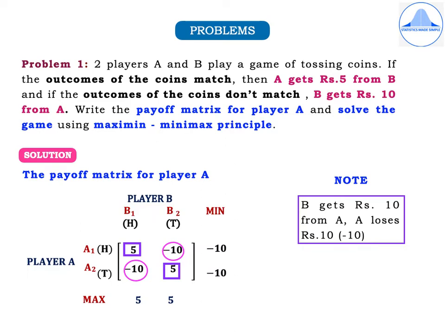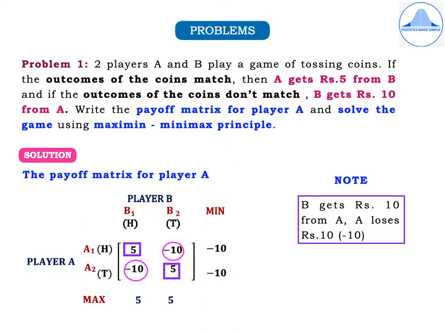So under solution, let us first learn how to write the payoff matrix for player A. When we write the payoff matrix for player A, we will have the strategies denoted in terms of rows and player B's strategies denoted in terms of columns. Now because both the players A and B are playing a game of tossing coins, we know that a coin will have two possible outcomes, which are heads and tails.